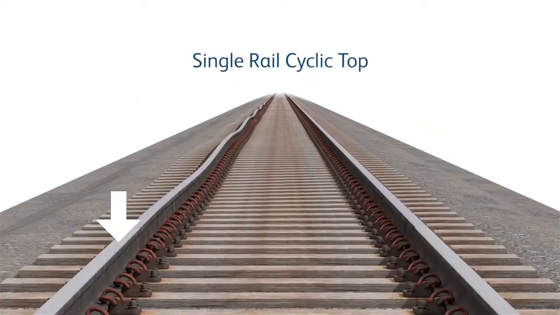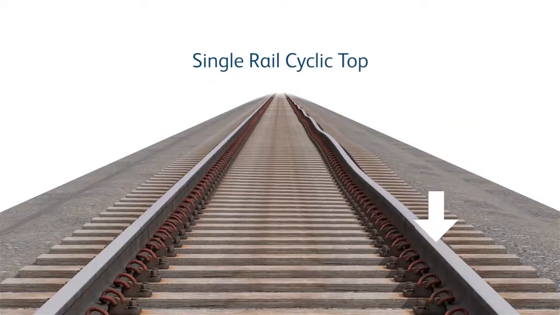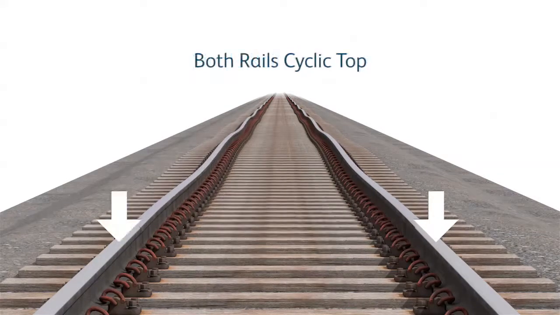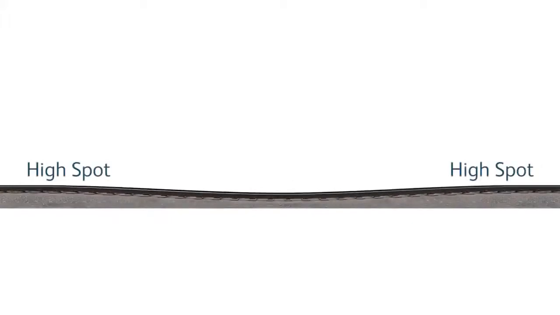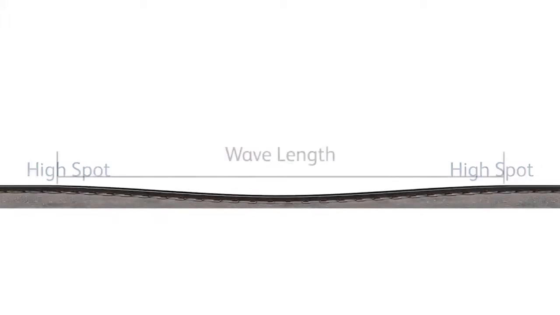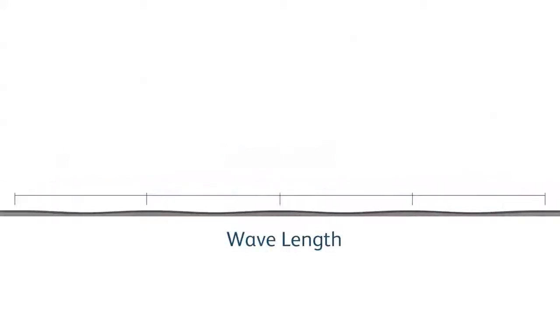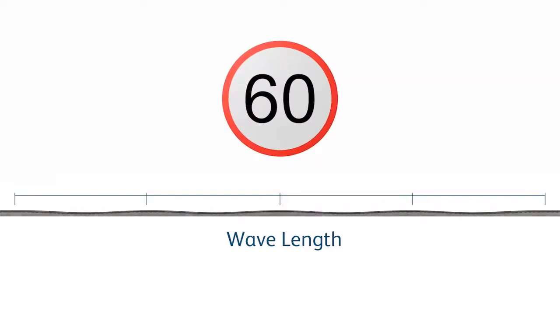Cyclic top can be reported on the left rail, right rail, or as both rails. Single rail cyclic top is possible because there are situations where a trigger is only on one rail. The distance between each dip is called the wavelength. The wavelength is directly related to the predominant speed of traffic. For instance, a line speed of 60 miles per hour will generally have a wavelength of 13 meters.